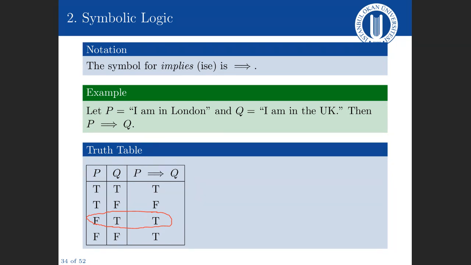Third line. Is it possible that I'm not in London, but I am in the UK? Yes, this is possible. There are lots of cities in the UK. Perhaps I'm in one of the other cities. It's possible to be in the UK but not be in London. And the final line, is it possible that I'm not in London and I'm not in the UK? Yes, I might be in Istanbul. Then I'm not in London, and I'm not in the UK. It's possible for P to be false and Q to be false. So P implies Q must be true.